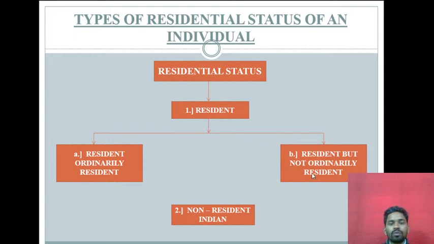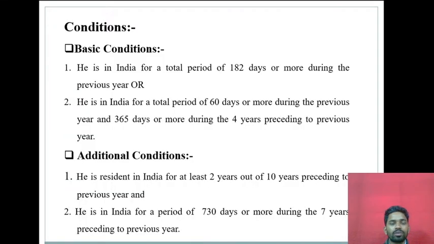Now, how to identify the individual's status? It may be resident or non-resident, or it may be resident and ordinary resident, or resident but not ordinary resident. How do we identify the individual's status in India? For that purpose, there are conditions. There are two types of conditions: basic conditions and additional conditions.